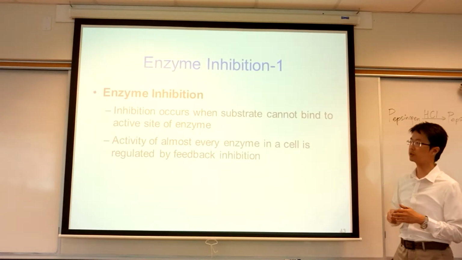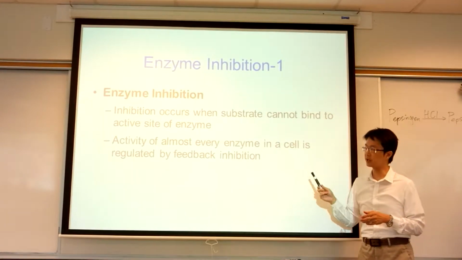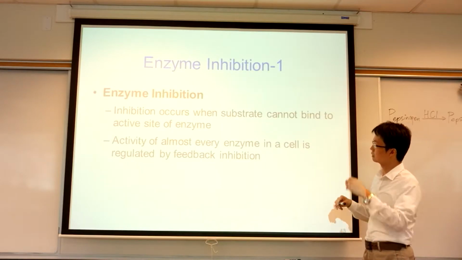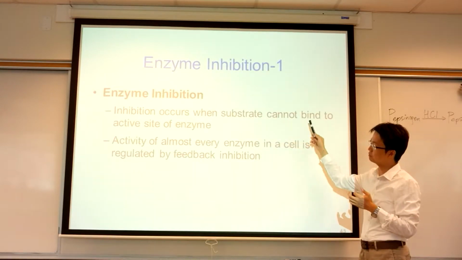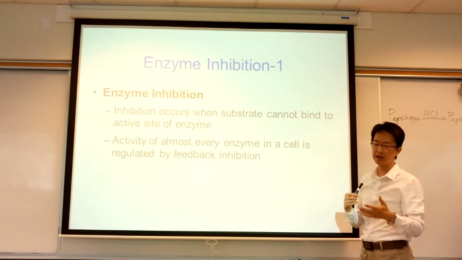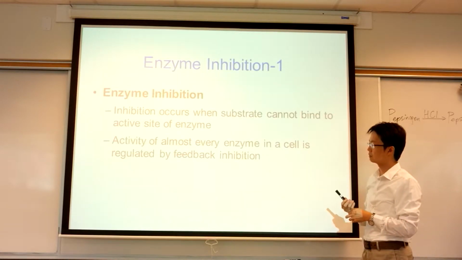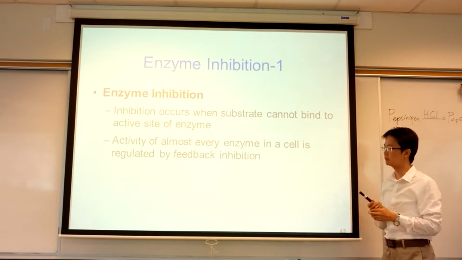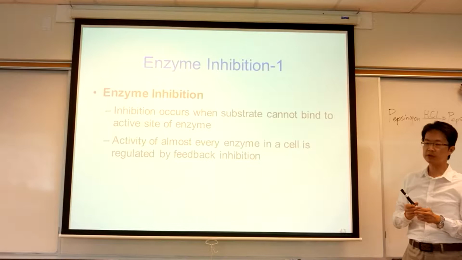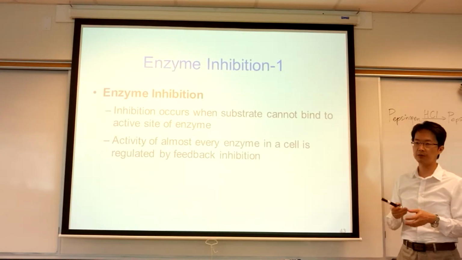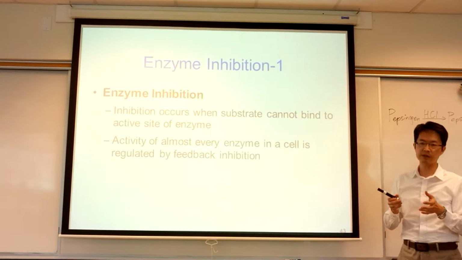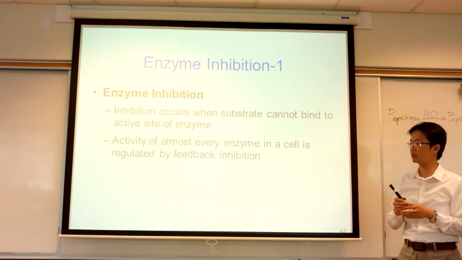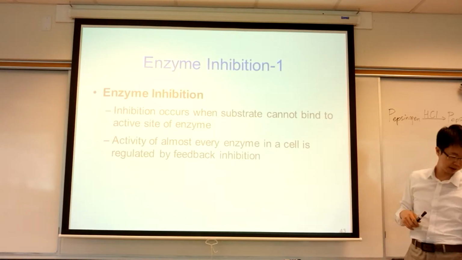Now we talk about enzyme inhibition. So we talk about the brake now. When substrate cannot bind to the active site of the enzyme, then you have inhibition. And you have feedback inhibition, or some people call it negative feedback. That means when you have too much of the product, sometimes the product can bind the active site and block the substrate from going into the active site. In this case, we call it negative feedback.